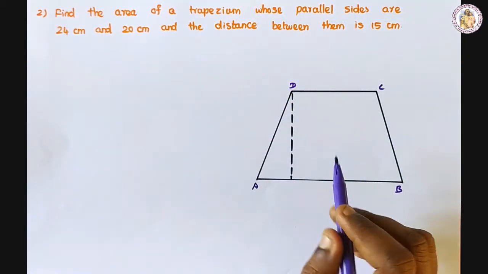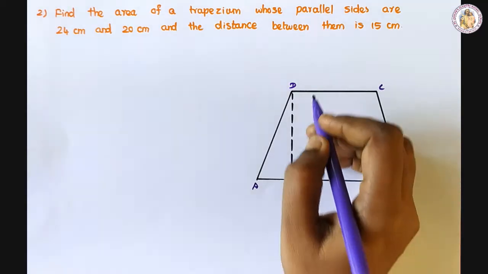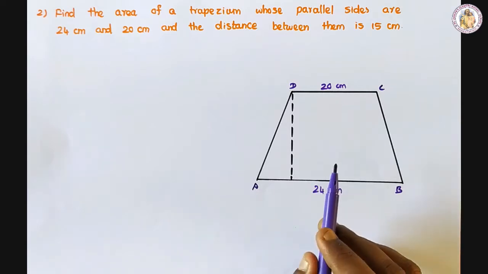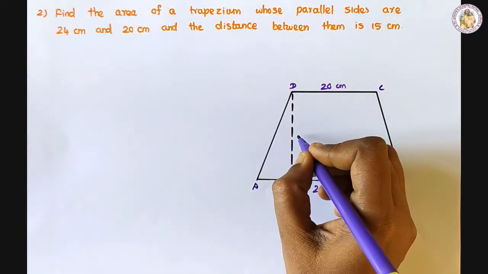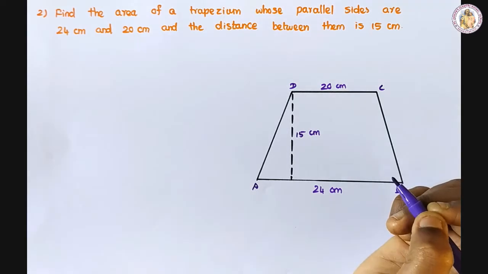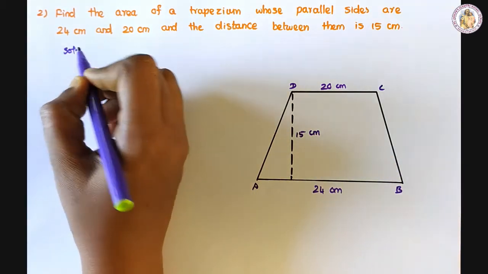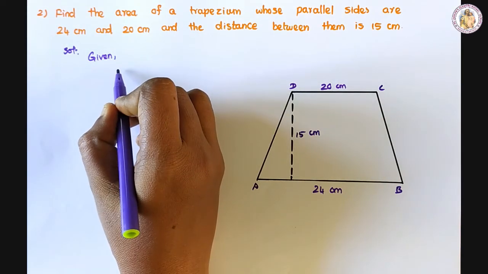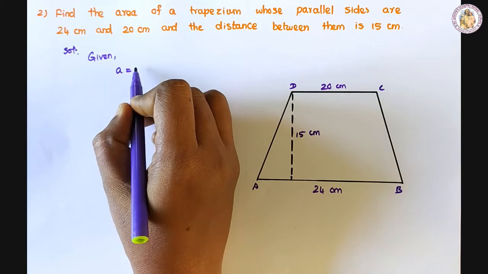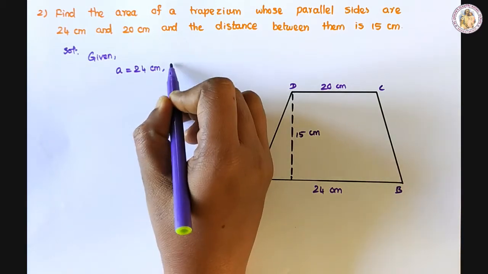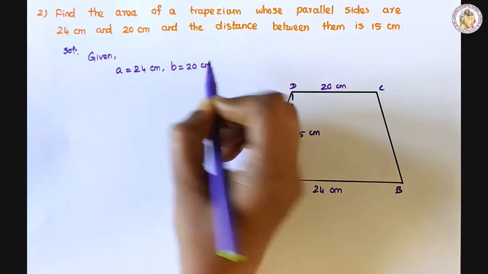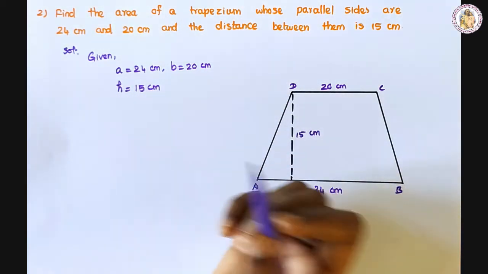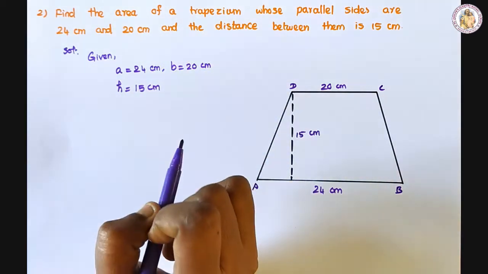See the parallelogram. Its parallel sides are 20 centimeter and 24 centimeter. The distance between the parallel sides is 15 centimeter, that is the height. Write down what is given. Parallel side a equal to 24 centimeter and b equal to 20 centimeter, and then height equal to 15 centimeter. We have to find out the area of trapezium.